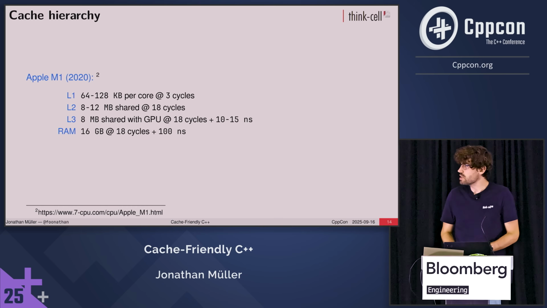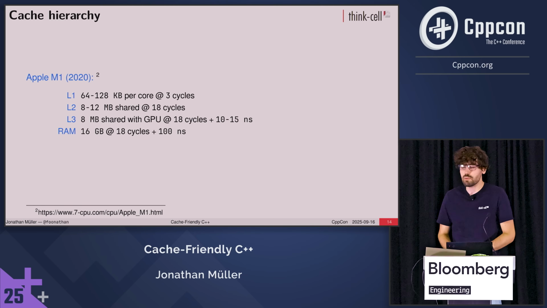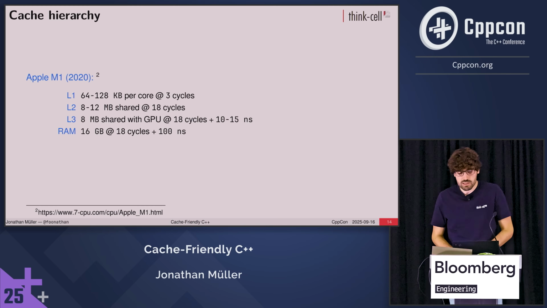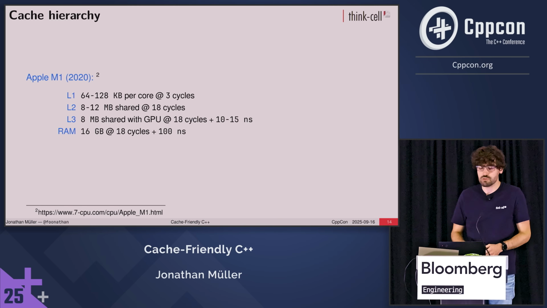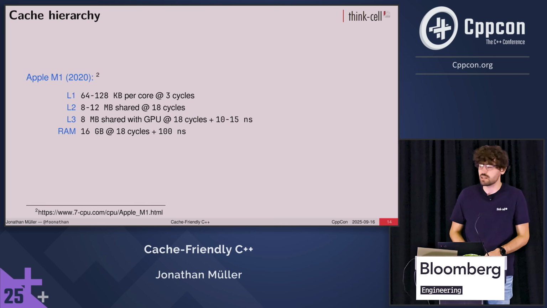So on the Apple M1 again, we've got an L1 cache per core. It's between 64 and 128 kilobytes, and we can access it in about 3 cycles. Once we have a cache miss on the L1, we go to the L2. It's 8 to 12 megabytes. It's shared, so multiple cores share an L2 cache, and we can access it in about 18 cycles.